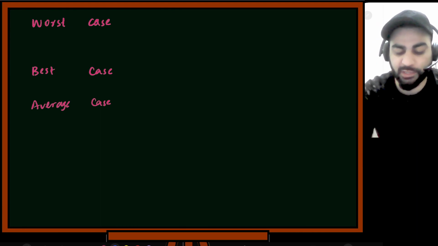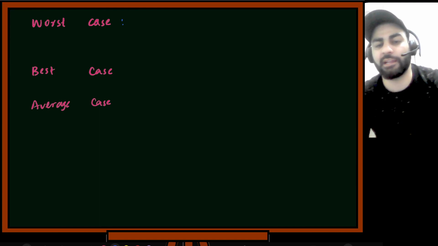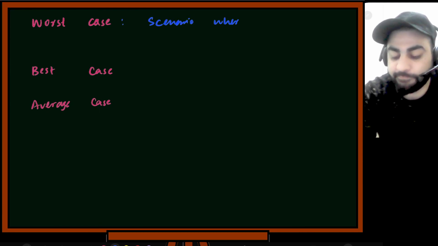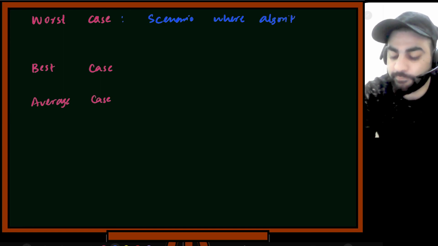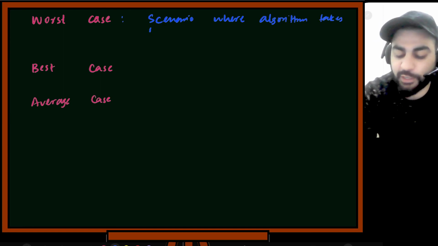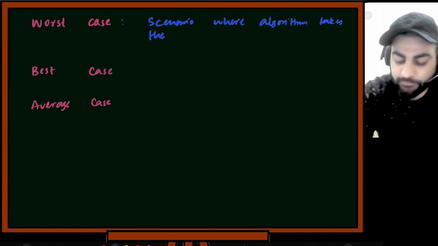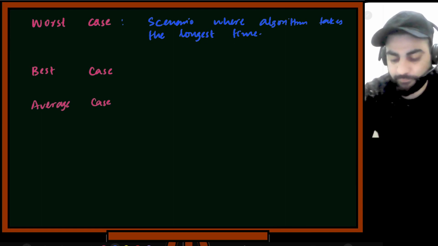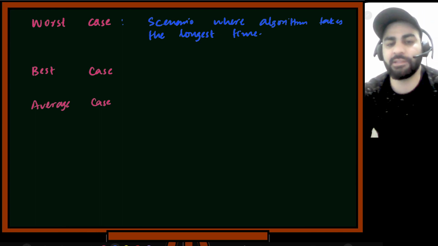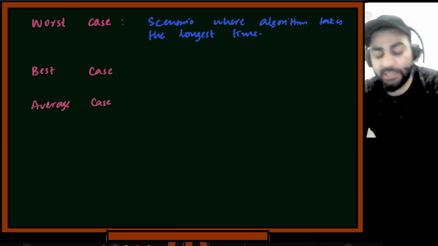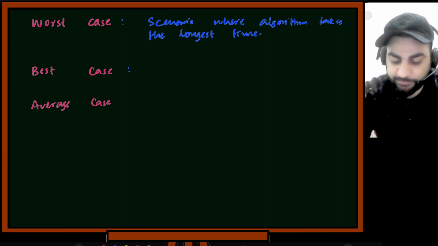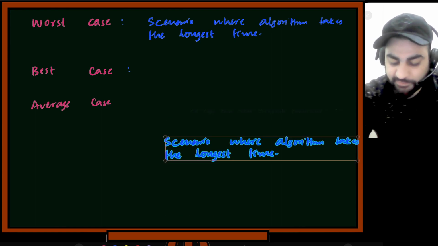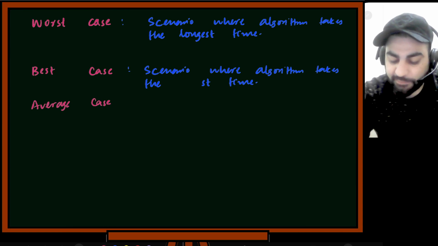Okay. What is the worst case? The worst case defines the input or scenario where the algorithm takes the longest time. So what's the best case? Best case means that input or the scenario where the algorithm takes the least time.